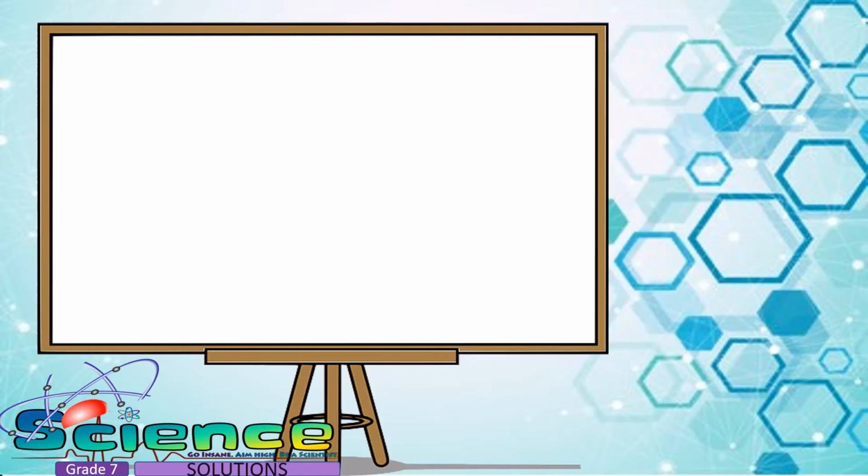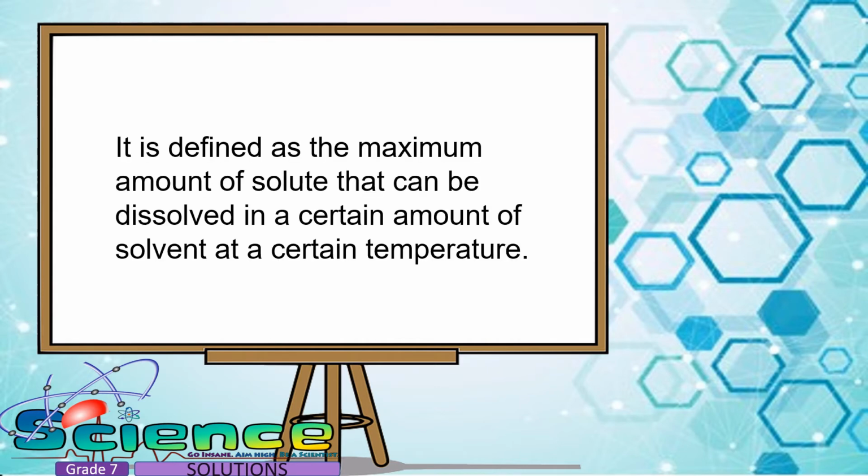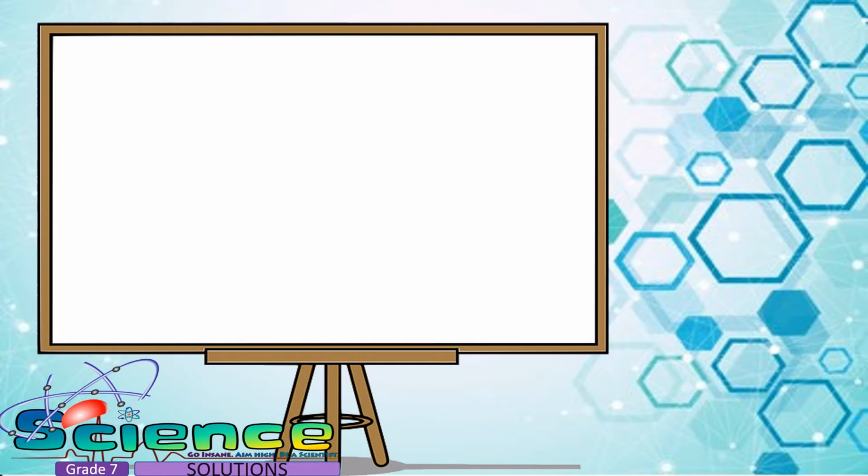Between solute and solvent, we will focus on solute. It is defined as the maximum amount of solute that can be dissolved in a certain amount of solvent at a certain temperature. It is called the solubility, or the ability of the solute to be dissolved in a solvent. As we increase the amount of solute in a given solution, there is a tendency that not all solute will dissolve completely.